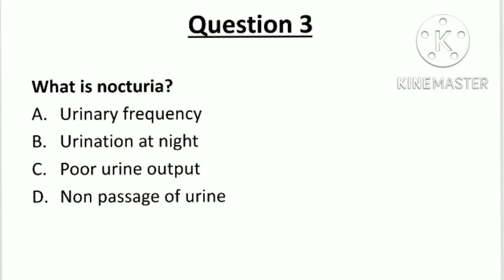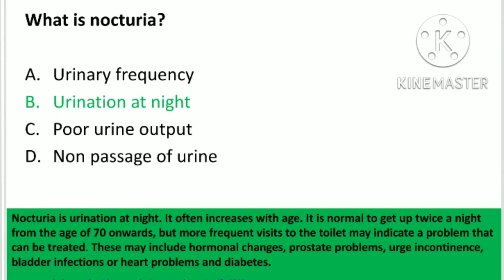Question number 3 is, it's an easy one. What is nocturia? A, urinary frequency, B, urination at night, C, poor urine output, and D, non-passage of urine. As a nurse, we all know this is urination at night. So here is the explanation. Nocturia is urination at night.